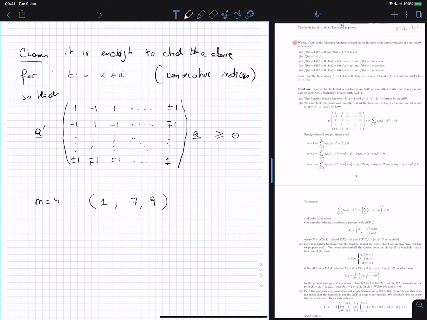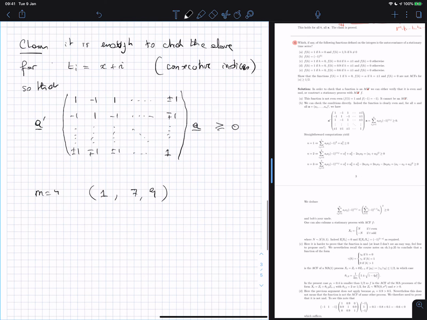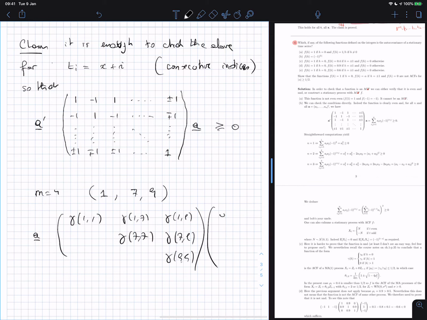Sorry, could you perhaps repeat it once more? Yes. So if we only have indices 1, 7, 9, then what you're really having would be A times gamma of 1,1, gamma of 1,7, gamma of 1,9, gamma of 7,7, gamma of 7,9, gamma of 9,9. Okay, so we have this. Sorry, it's n equals 3. And then we have A.